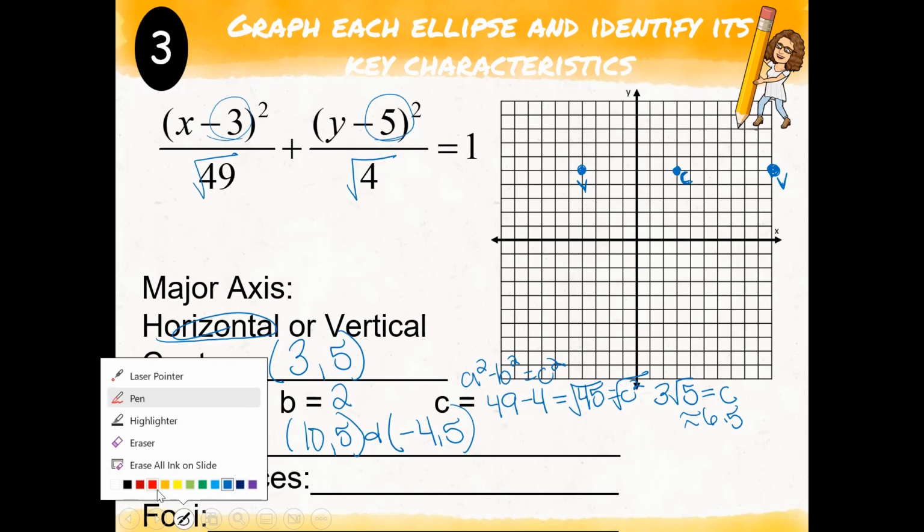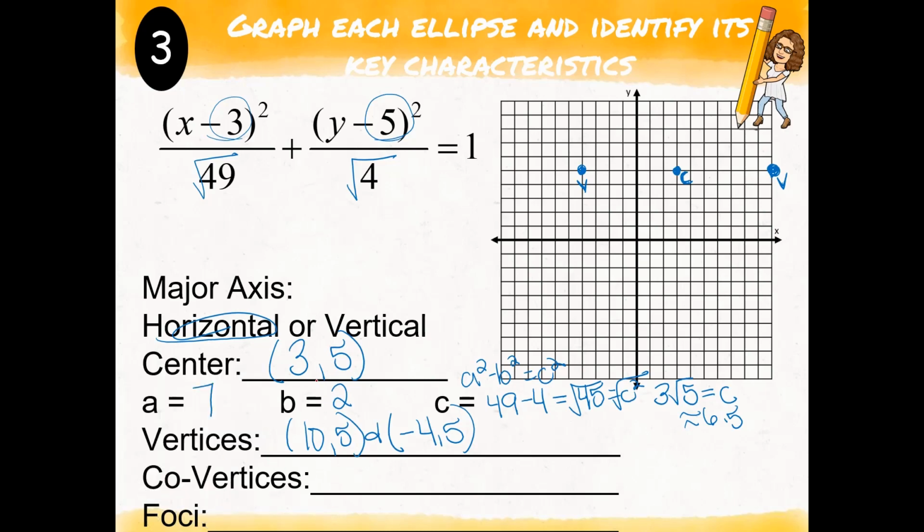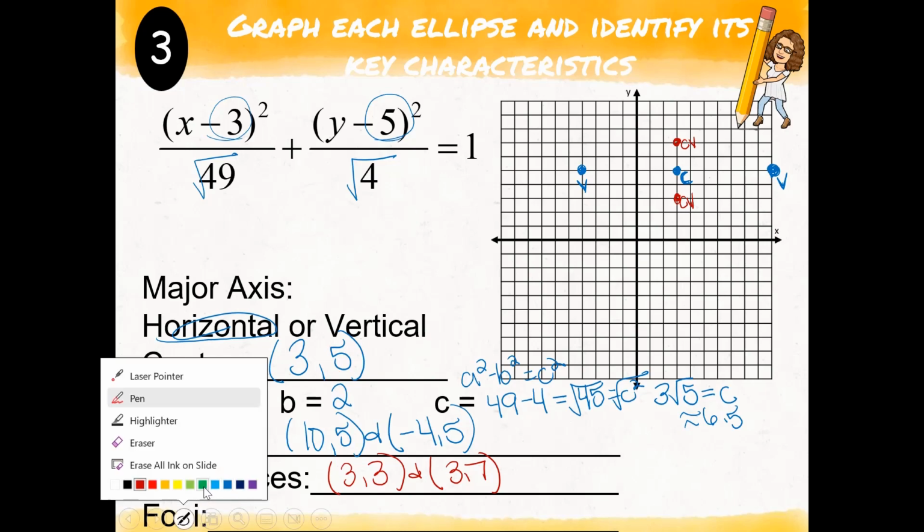Let's find those co-vertices. I'm going to change my color here. So co-vertices, we're going to go up and down my b value. So that'll be 2. So I'm going to go up 2, put a CV beside that, down 2, put a CV beside that. So my co-vertices ordered pairs are (3, 3), it looks like, and (3, 7). Again, notice we're basically taking that b value and adding and subtracting it from the y value of the center for those co-vertices.